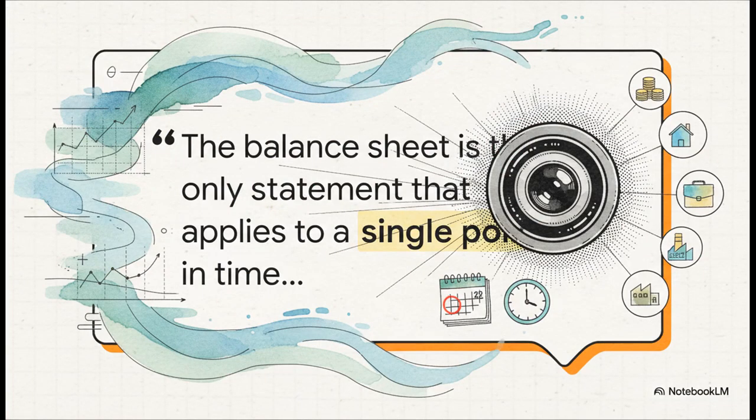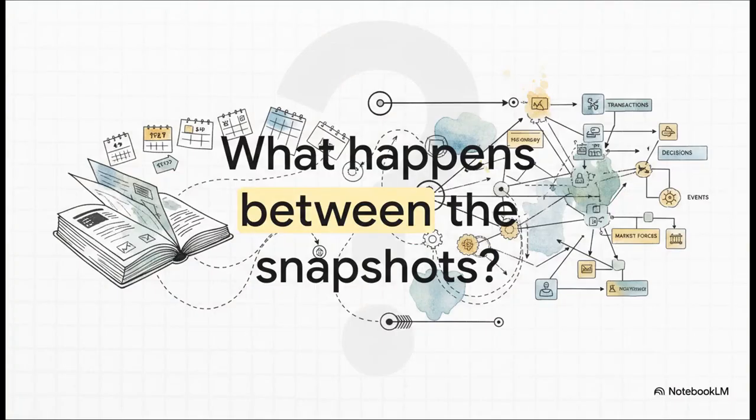And this brings us to a really powerful idea that sums it all up perfectly. The balance sheet is the only financial statement that applies to a single point in time. Think about that. Unlike other reports that show you what happened over a whole quarter or a year, the balance sheet is unique. It's that one single frozen moment, that financial photograph. Which, of course, leaves us with a pretty interesting question, doesn't it? If a balance sheet is just a snapshot in time, what's happening between the snapshots? What's the story that connects one picture to the next? Well, that's a story for another time.